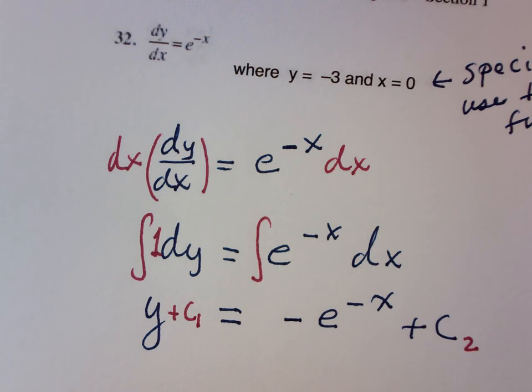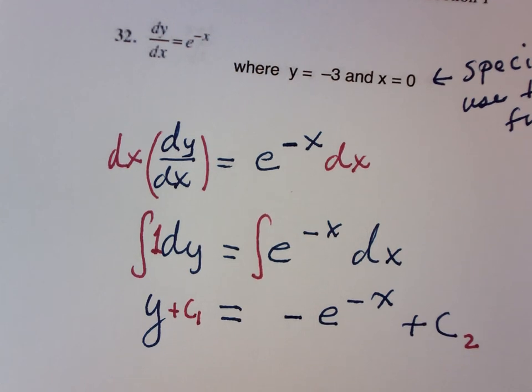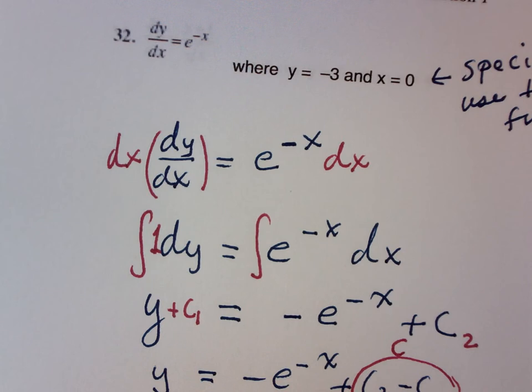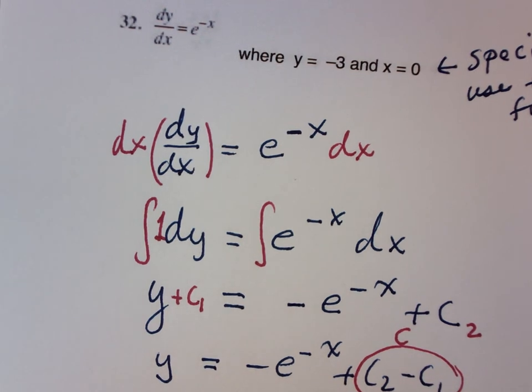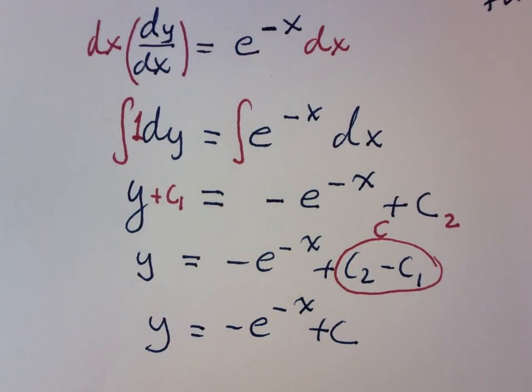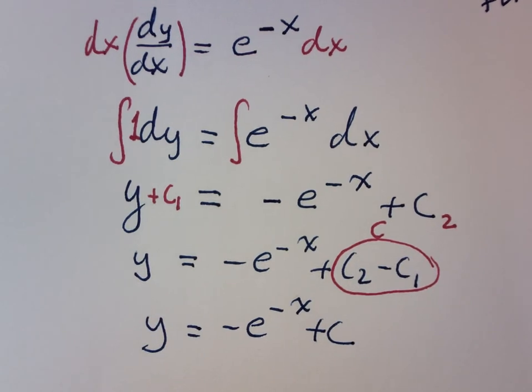Well, what do you do with those c's? Yeah, this would be, and I'm only going to do this once, y is equal to minus e to the minus x plus c2 minus c1, and then what do they say? c2 minus c1 is c. So that y is negative e to the negative x plus c. So remember, k is negative 1, so it's 1 over k, 1 over negative 1, e to the minus x.